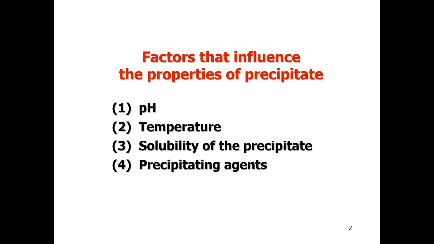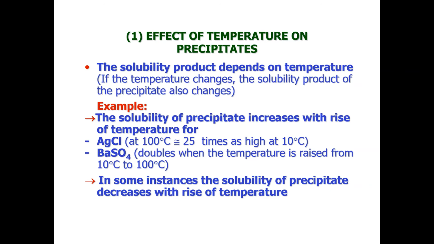Okay, what are the 4 factors that influence the properties of precipitate? The formation of the precipitate, what factors influence precipitation so that it can occur very well? Okay, the first one is based on temperature. What do you expect? Higher temperature, more soluble.